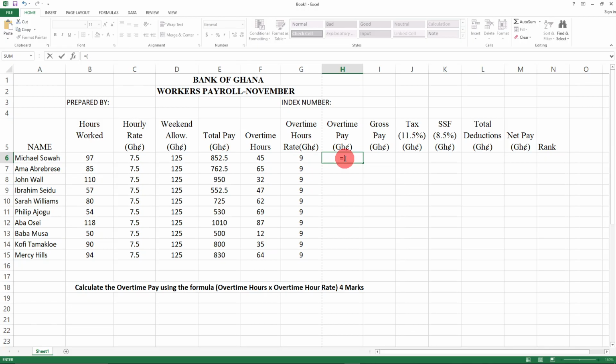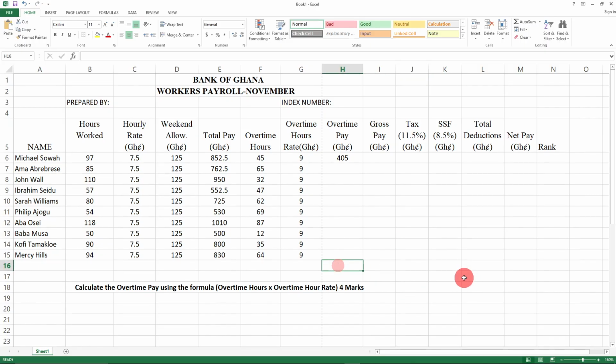The first formula that we used was to enter the numbers 45 by 9. Overtime hours by overtime hour rate. That was the formula given. Overtime hours by overtime hour rate. Okay, so 45 by 9, and then we hit enter. So we get 405.